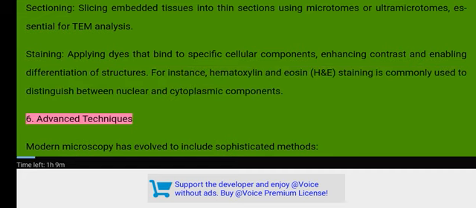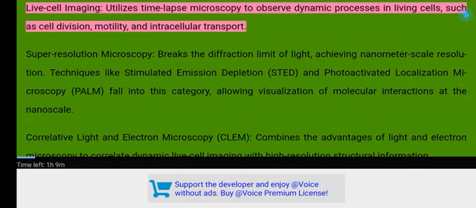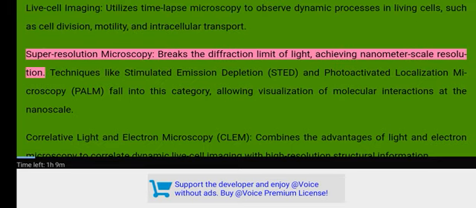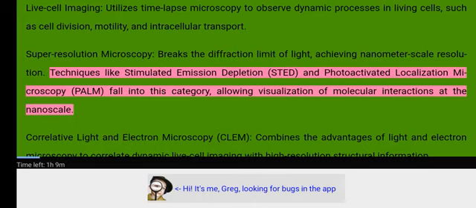6. Advanced techniques. Modern microscopy has evolved to include sophisticated methods. Live cell imaging utilizes time-lapse microscopy to observe dynamic processes in living cells, such as cell division, motility, and intracellular transport. Super-resolution microscopy breaks the diffraction limit of light, achieving nanometer-scale resolution. Techniques like stimulated emission depletion (STED) and photoactivated localization microscopy (PALM) fall into this category, allowing visualization of molecular interactions at the nanoscale.